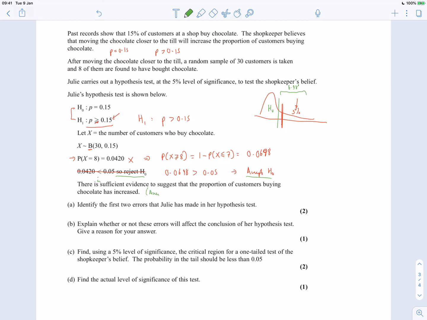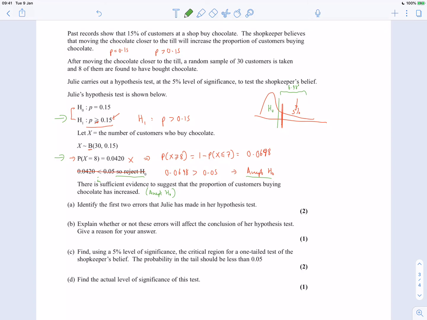So we're accepting H0. Okay, identify the first two errors. Well, the first error was over here. It was with the hypothesis, and the second error is they should have used the cumulative distribution of the binomial to find the probability of X being greater than or equal to 8.